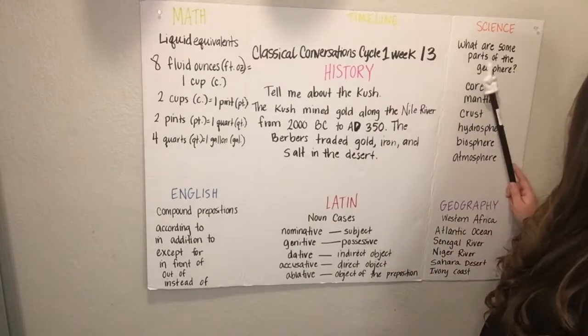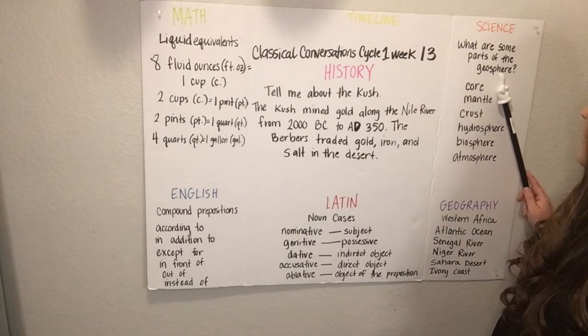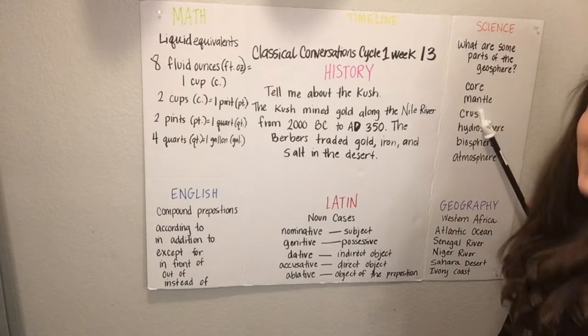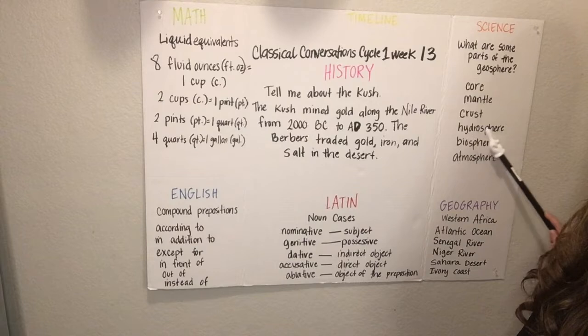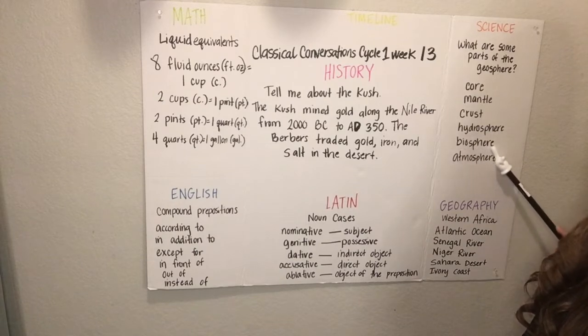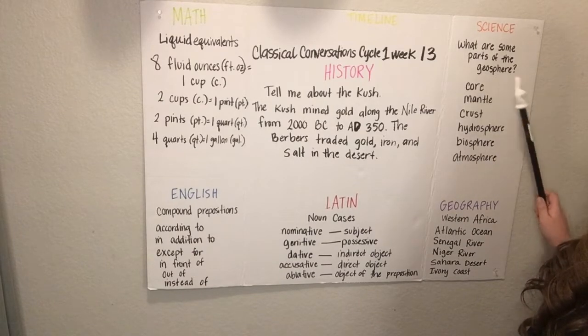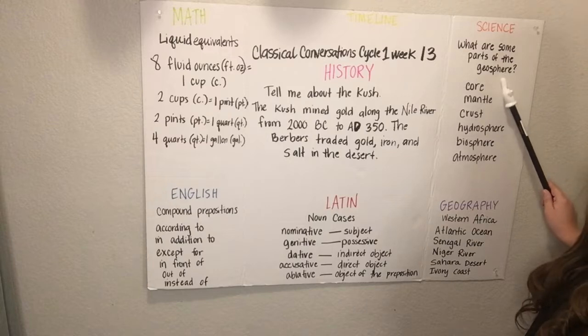What are some parts of the geosphere? Core, mantle, crust, atmosphere, hydrosphere, biosphere. Those are the parts of the geosphere.